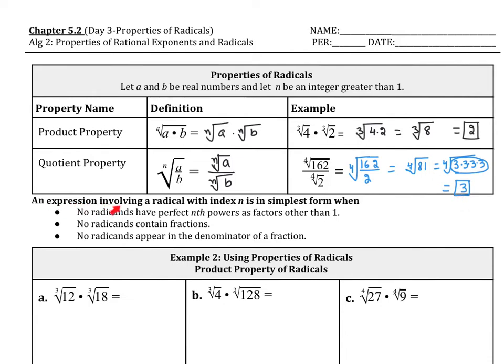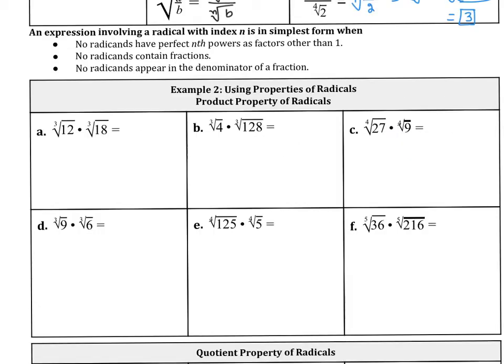An expression involving a radical with index n is in simplest form when no radicand has a perfect nth power as a factor other than 1. No radicand contains fractions. No radicand appears in the denominator of a fraction. Now we are going to do example number 2 using properties of radicals.